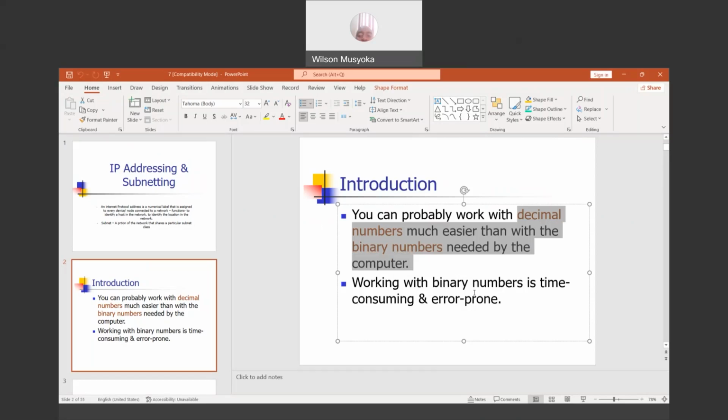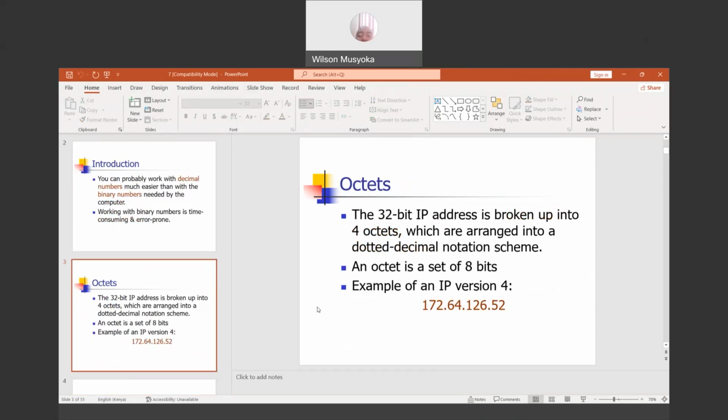Computers are going to understand the more binary numbers, but human beings understand the decimal numbers. Because they are easy to understand, binaries can bring about the errors when human beings are working with them. So an IP address, which is here we are referring to IP version 4, is going to be 32 bits.